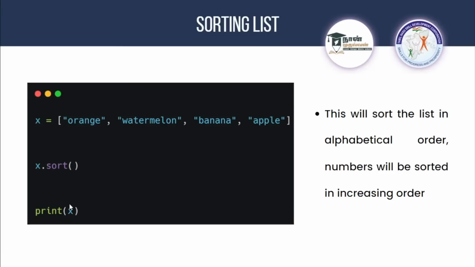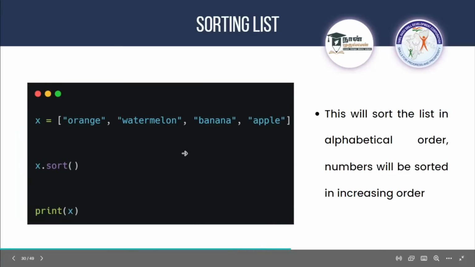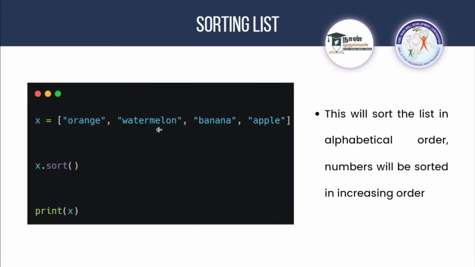So the next thing will be sorting a list. If you have numbers, it is going to sort in ascending order, from small number to largest number. And if you have letters or strings, it is going to sort in alphabetical order using sort.